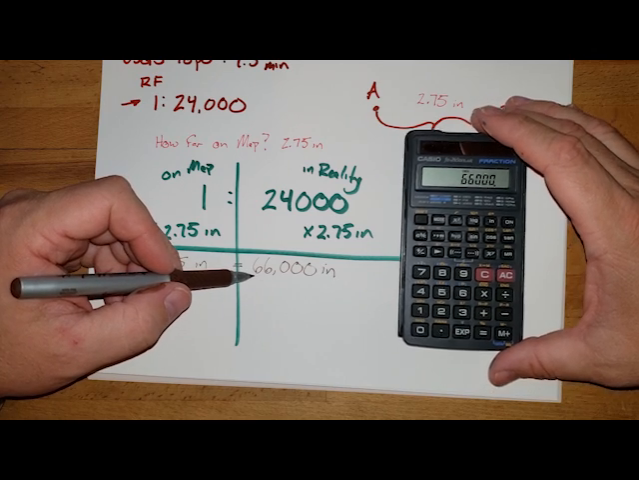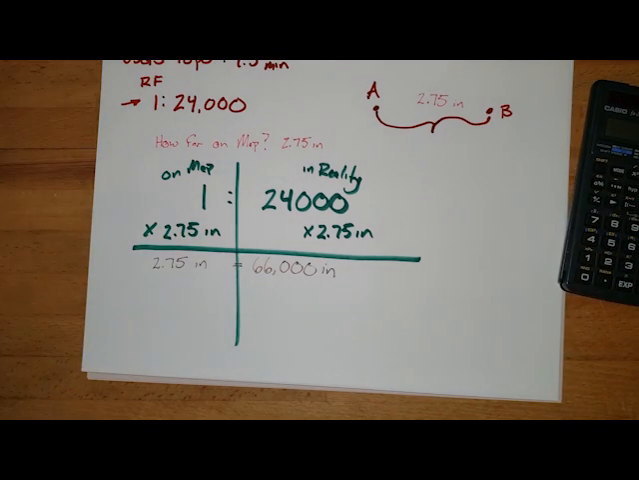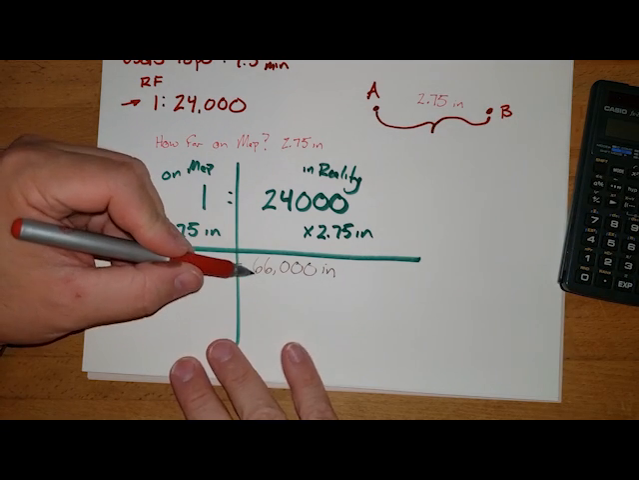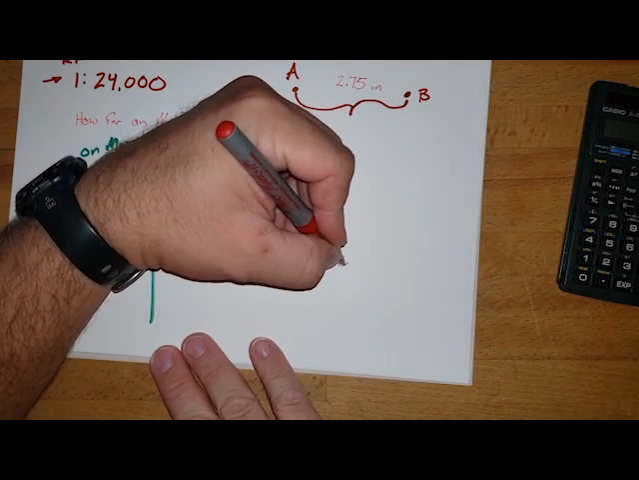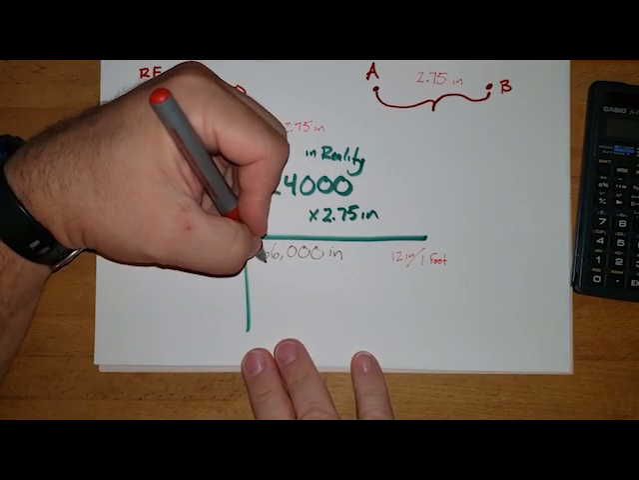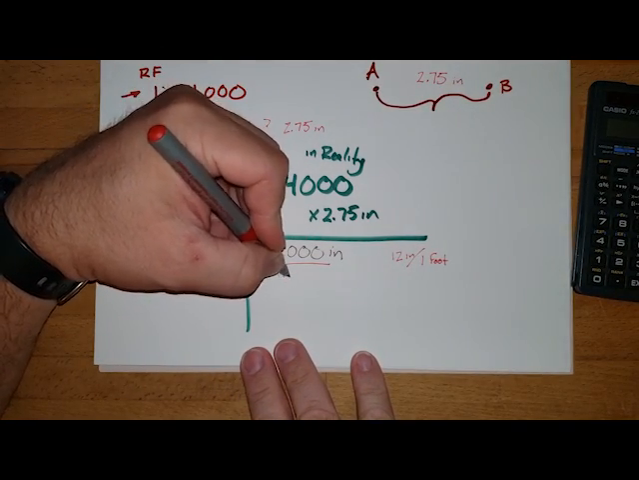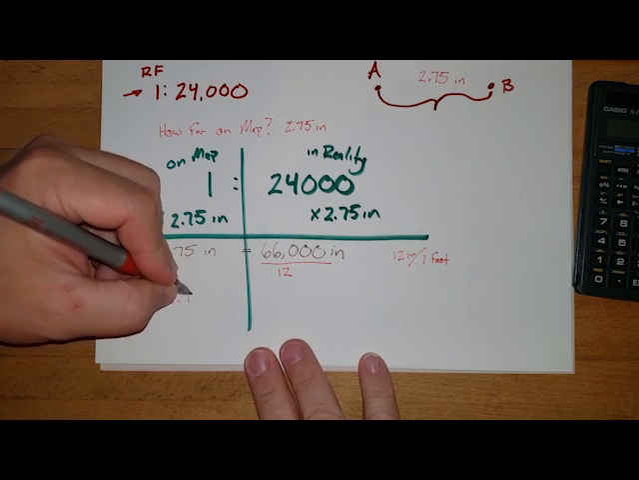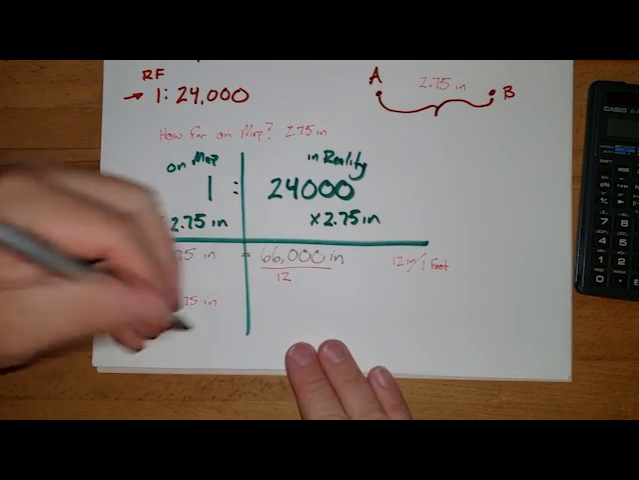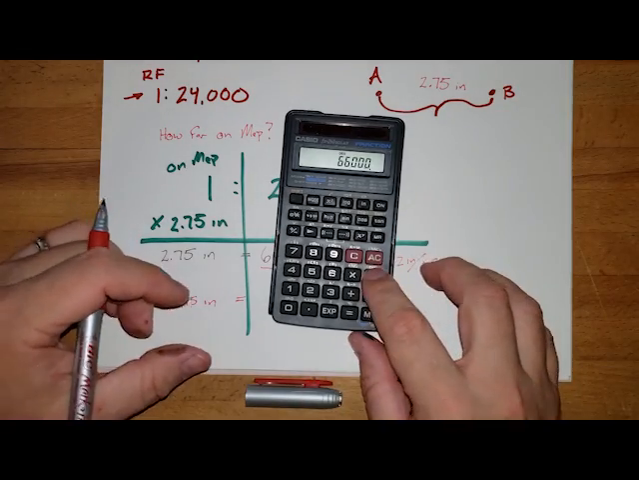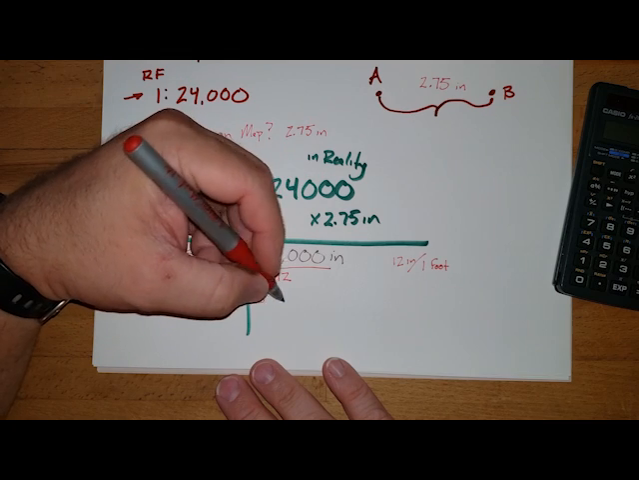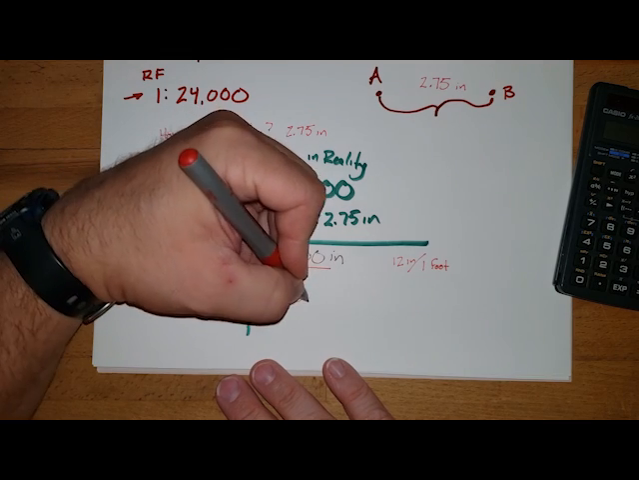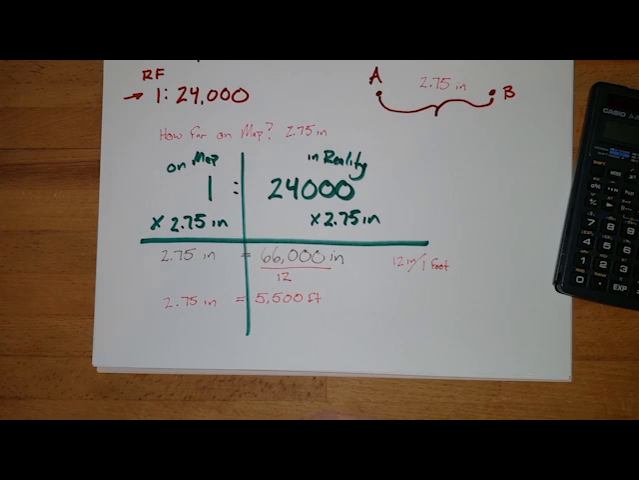Okay, so what I want to do is simplify that a little bit. So I'm going to go step by step. The first thing I'm going to do is I know that there are 12 inches per 1 foot. And so I'm going to take this value and divide it by 12. And so that's going to give me 66,000 inches divided by 12. Wow, that's still a lot. It's equal to 5,500 feet. Okay. Well, that is still a whole lot.